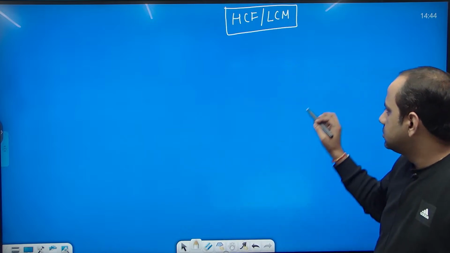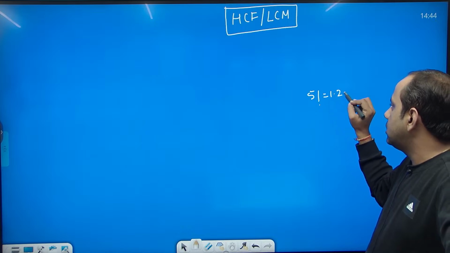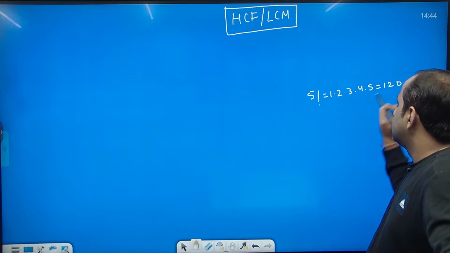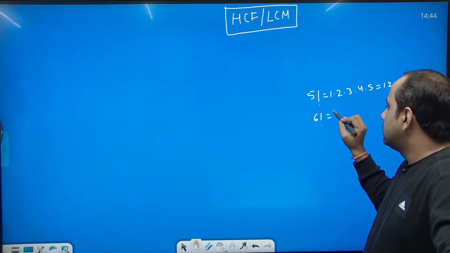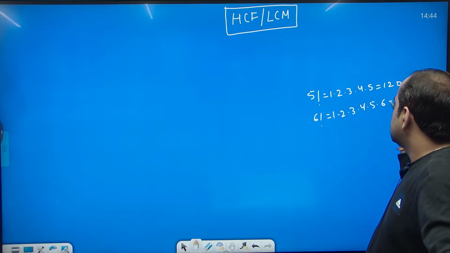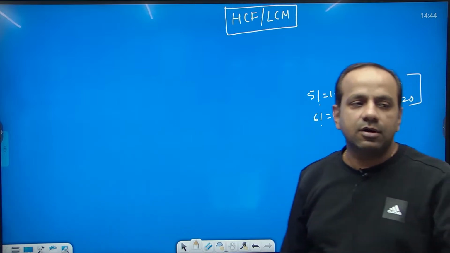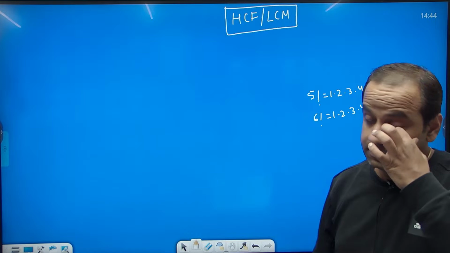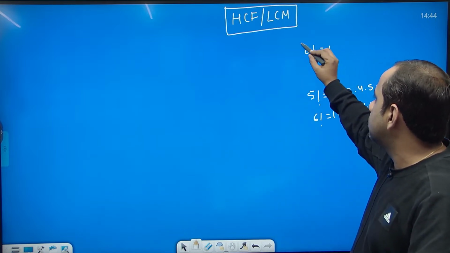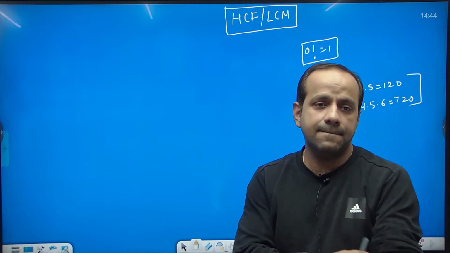Factorial means, like if I need to calculate 5 factorial, that will be 1 into 2 into 3 into 4 into 5. That means 120. 6 factorial, 1 into 2 into 3 into 4 into 5 into 6, that will be 720, and so on. So factorial means continued product. Okay. But in case of 0 factorial, you have to remember this, that this is also equal to 1. This is 0 mat likh dena. Okay.